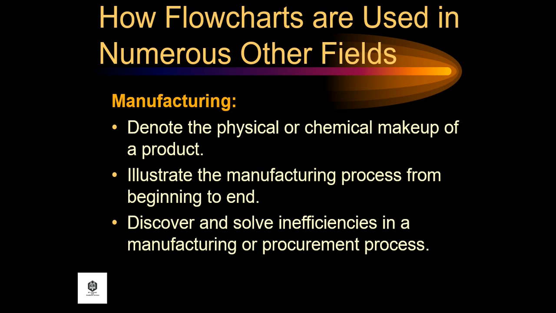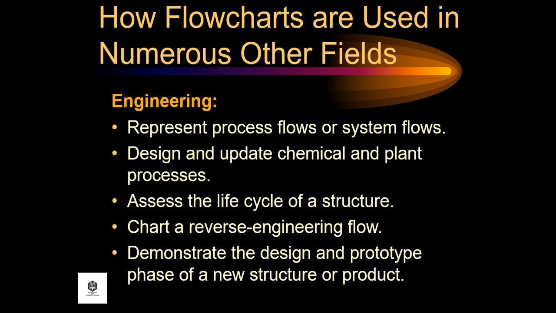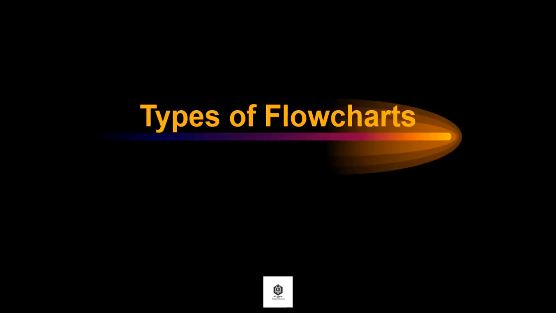In terms of manufacturing, flowcharts denote the physical or chemical makeup of a product, illustrate the manufacturing process from beginning to end, discover and solve inefficiencies in a manufacturing or procurement process. For the engineering side, represent process flows or system flows, design and update chemical and plant processes, assess the life cycle of a structure, chart a reverse engineering flow, demonstrate the design and prototype phase of a new structure project.